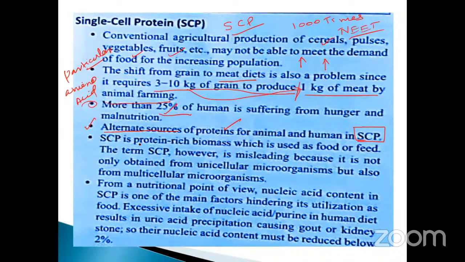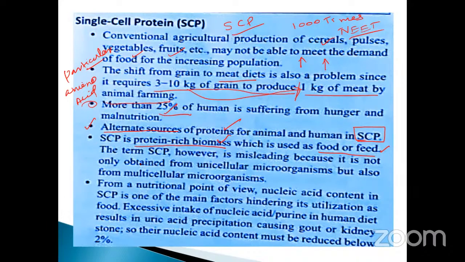Single cell protein is protein-rich biomass. First of all, you should note it down, it is used as food or feed. Sometimes they may ask a question: in China and Japan, people use Spirulina tablets and Spirulina food, and also Chlorella, and these things are used as cattle feed. Sometimes it is also used in fashionable drugs, syrups, and tablets as SCP, single cell protein.